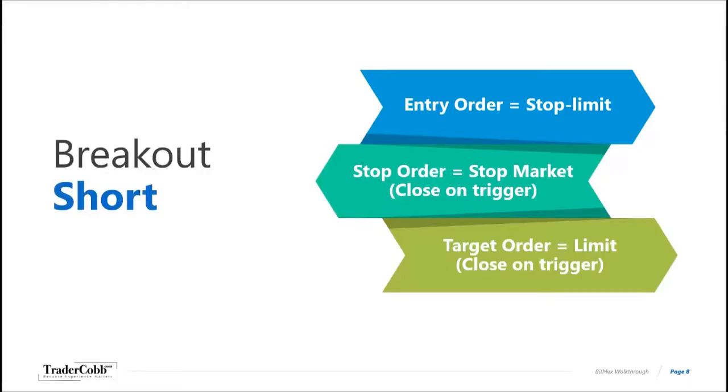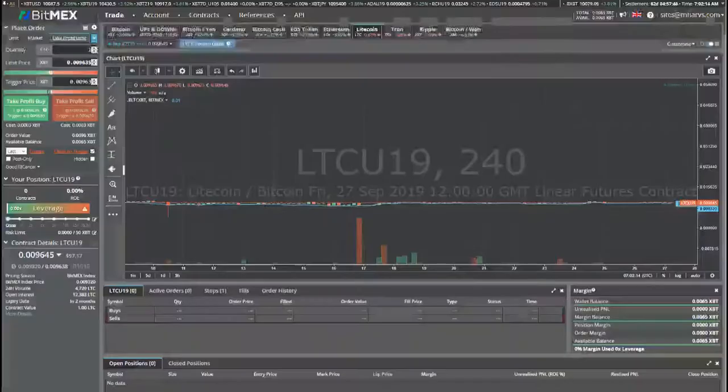So our next example will be a breakout short on Litecoin. So our entry order is a stop limit, our stop order is a stop market with close on trigger, and our target order is a limit order with close on trigger. And we'll be going short on this one.